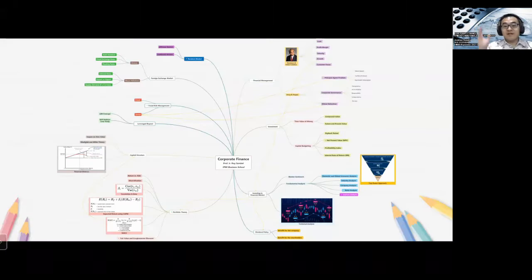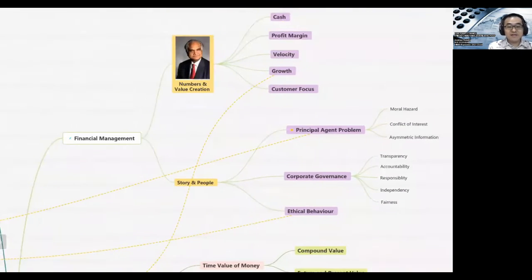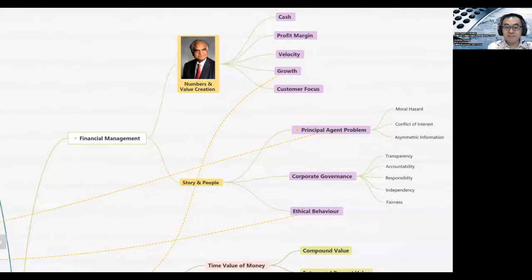Now, to begin my presentation, I'm going to use my tablet over here to show you and walk you through the mind map. So this is my mind map for the 8 weeks period that I'm studying in this class. We begin our journey with an introduction to financial management.